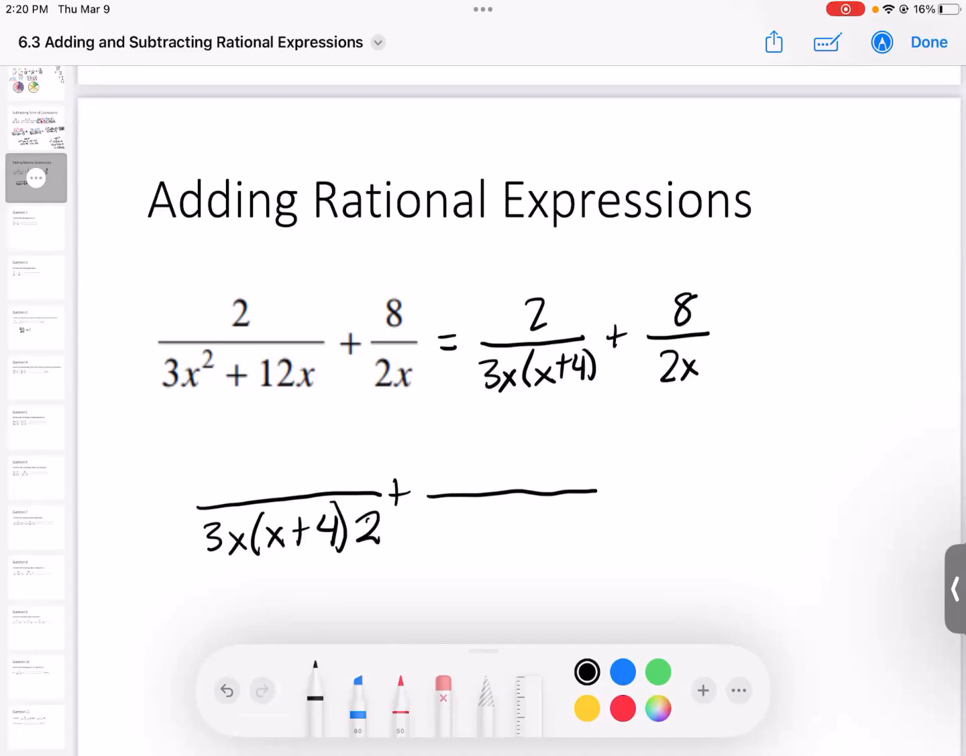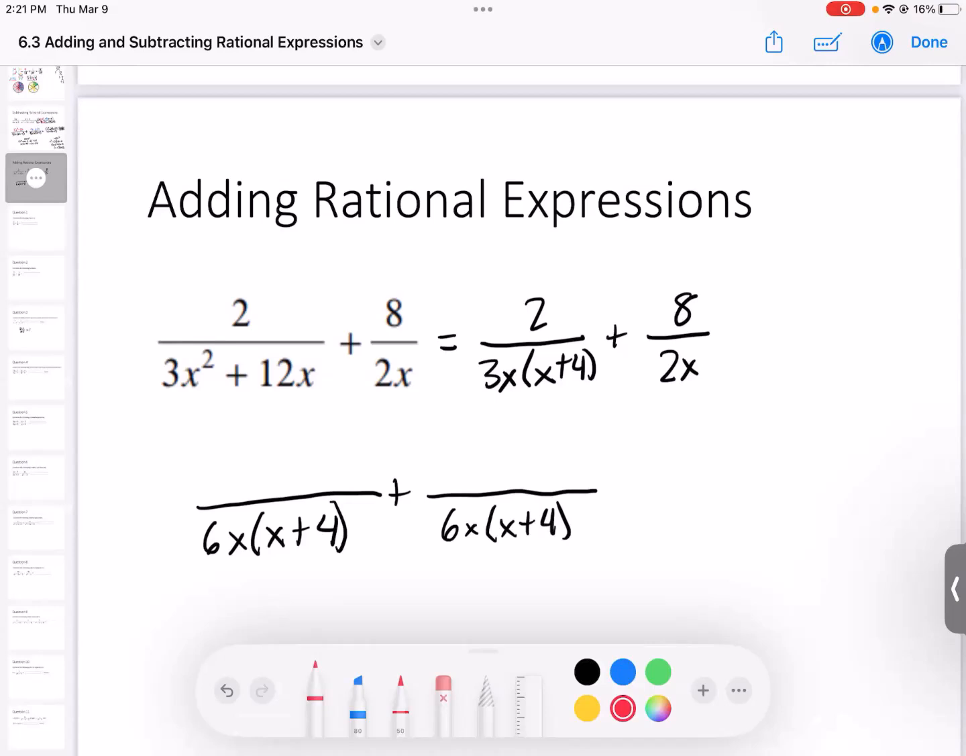So I'm just going to combine this 2 and this 3 and multiply them together to make 6, because we know what 2 times 3 is. Everybody good with that? Okay, so this is our common denominator. So I'm going to write that out for both of the fractions. And now I need to look at what's missing.